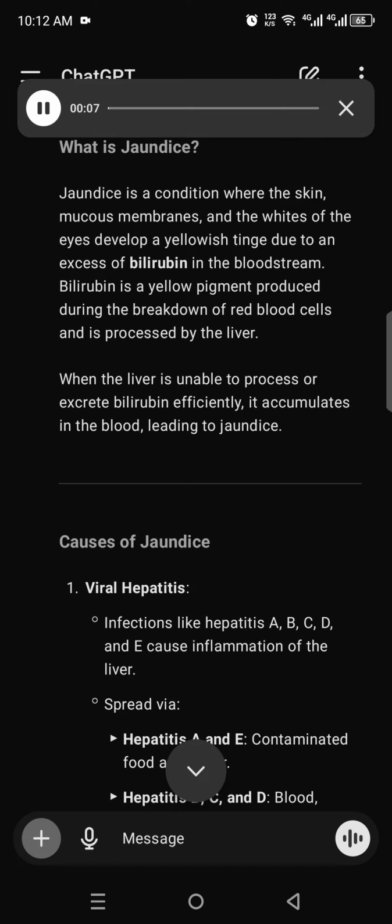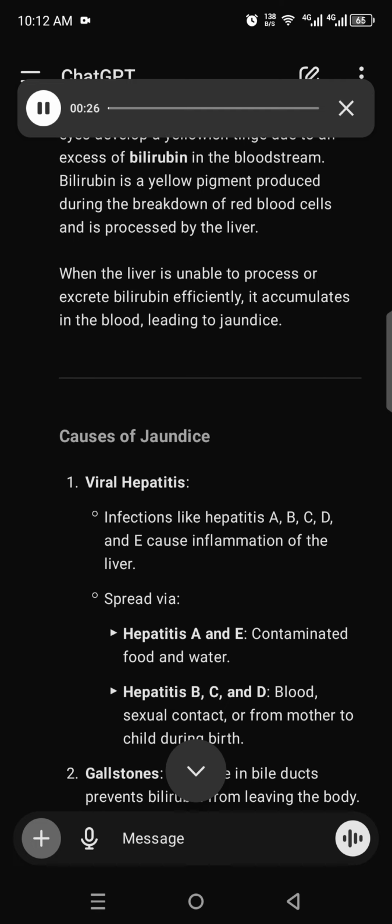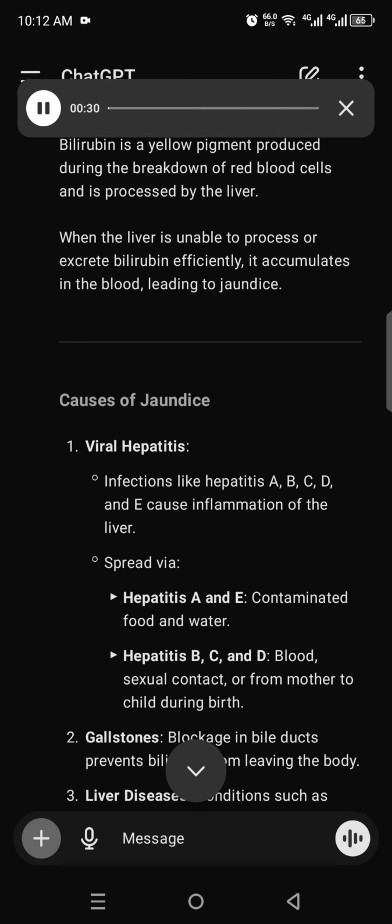What is jaundice? Jaundice is a condition where the skin, mucous membranes, and the whites of the eyes develop a yellowish tinge due to an excess of bilirubin in the bloodstream. Bilirubin is a yellow pigment produced during the breakdown of red blood cells and is processed by the liver. When the liver is unable to process or excrete bilirubin efficiently, it accumulates in the blood, leading to jaundice.